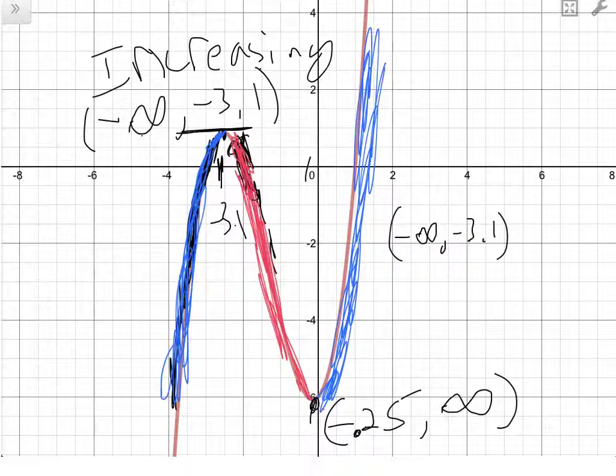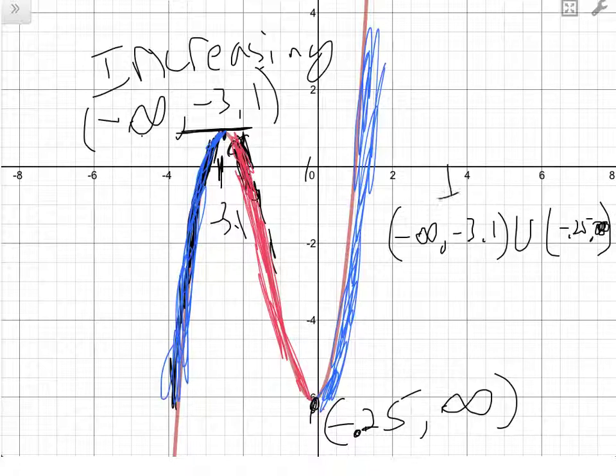So what's the distance between those? It's kind of like the distance of the x. It's where, at what x values is this increasing? At what x values is it decreasing? So what did I say? Negative 0.25 to infinity. Can I squeeze that in? It's not much of an infinity symbol.